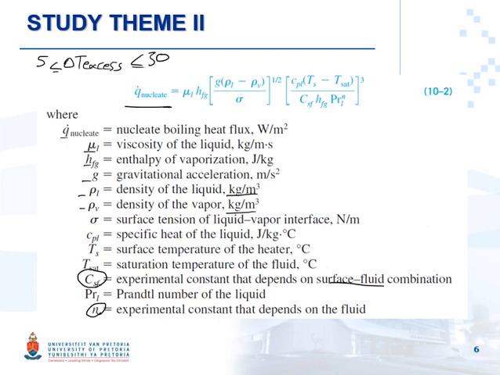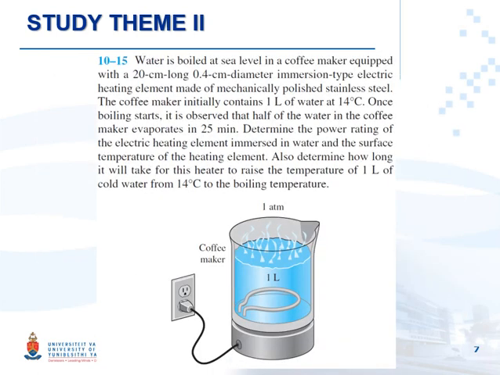So that's a reason we rely on these semi-empirical correlations. So we solved one example for natural convection boiling. Let's solve one example for this one as well and see how it works in this case. It's the same as the previous one. I'm not going to talk extensively about it, just a little bit.